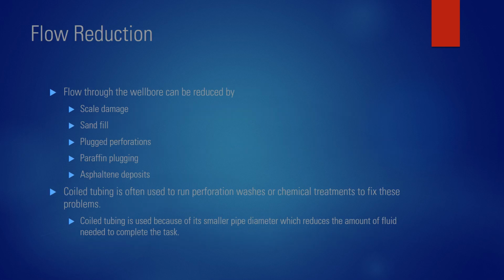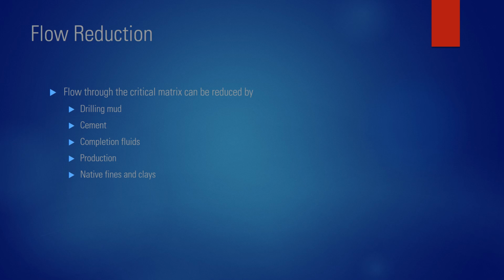Flow reduction. Flow reduction through the wellbore can be caused by scale damage, sand fill, plugged perforations, paraffin plugging, and asphaltene deposits. Coiled tubing is often used to run perforation washes or chemical treatments to fix these problems. Coiled tubing is used because of its smaller pipe diameter, which reduces the amount of fluid needed to complete the task. Flow through the critical matrix can be reduced by drilling mud, cement, completion fluids, production, or native fines and clays.